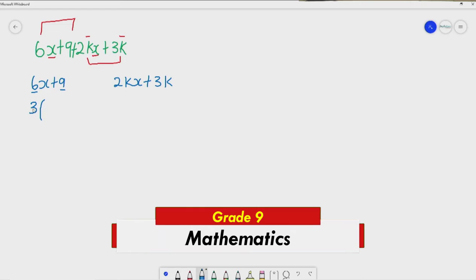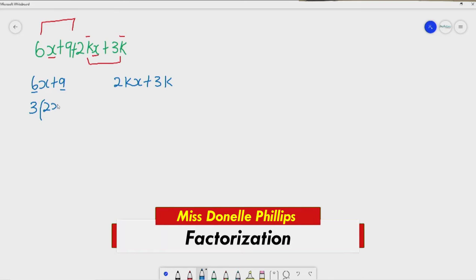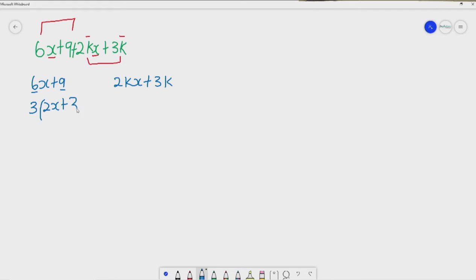6x divided by 3, or 6 divided by 3 is 2. And because there is no x, we just have to rewrite the x that's up there. Put back our addition sign. 9 divided by 3 is 3. So when we factorize this first pair that we have grouped, we have 3 into 2x plus 3.